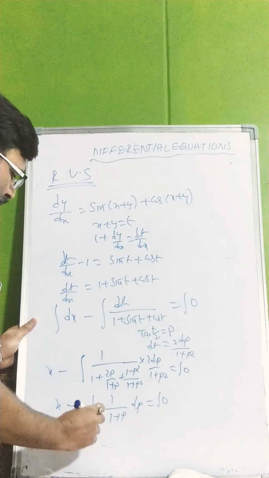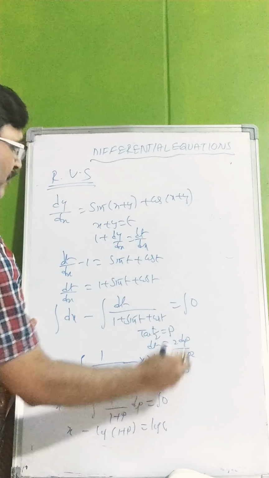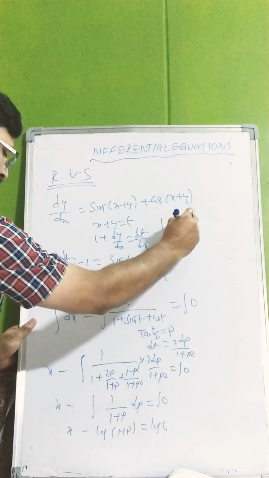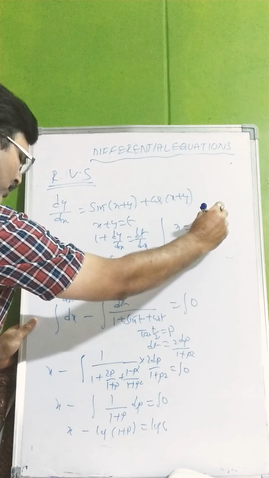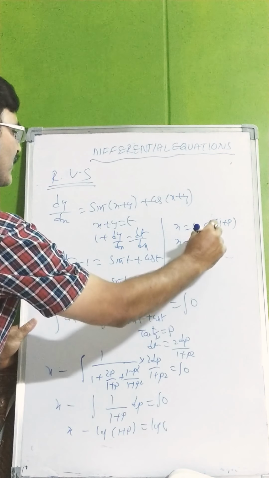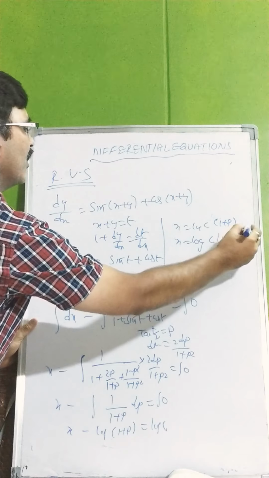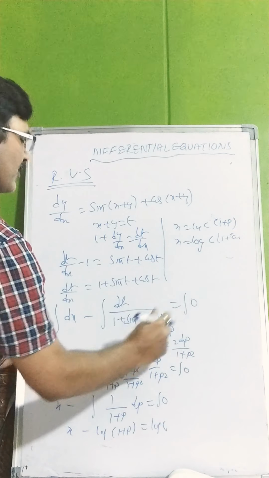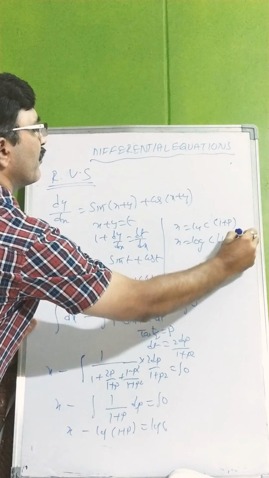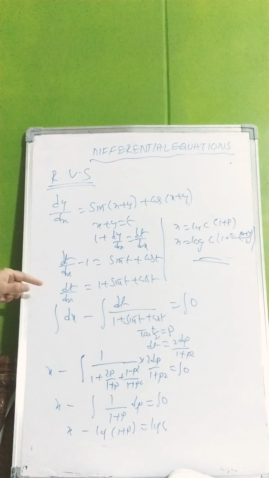So x is equal to logarithm of 1 plus p, plus, if you want, you can write log c. You can write it like this also: x is equal to log c into 1 plus p. Here logarithm of c as usual, and p, you know very well, is tan t by 2, and t means x plus y, so p is tan of x plus y by 2 also you can write. This is your answer. One problem we did.